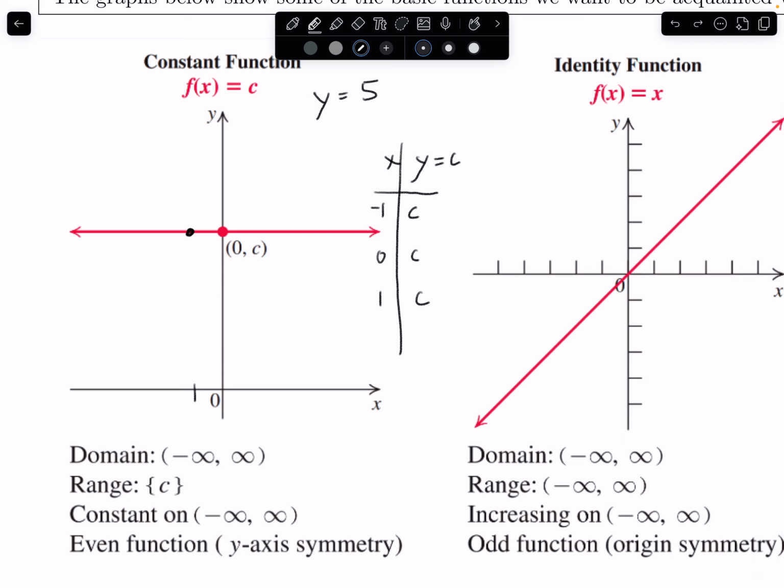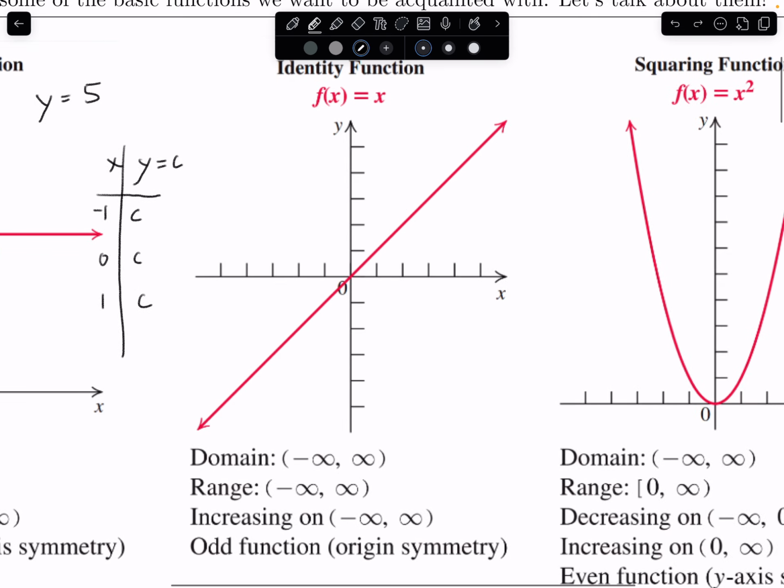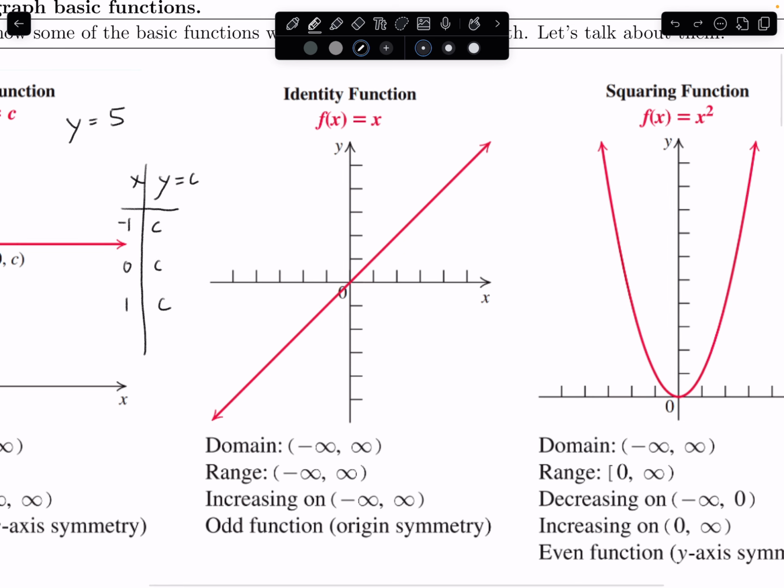If it was 5, it would be 5. If it was 6, it would be 6. If it was -1, it would be -1. And then it's constant. We talk about increasing, decreasing, right? This whole thing is horizontal, so it's constant the whole way. And then it's also even, because if I flip it over the y-axis, then I get back on itself. Okay, so that's constant function.